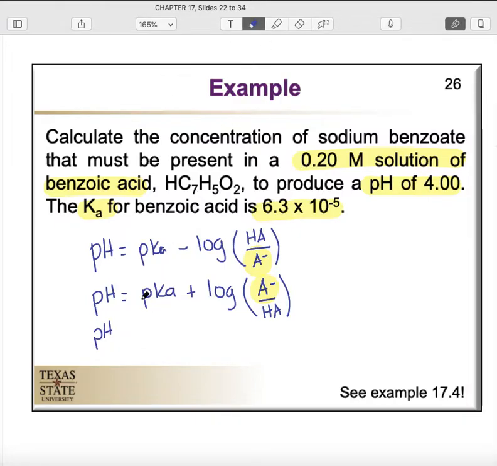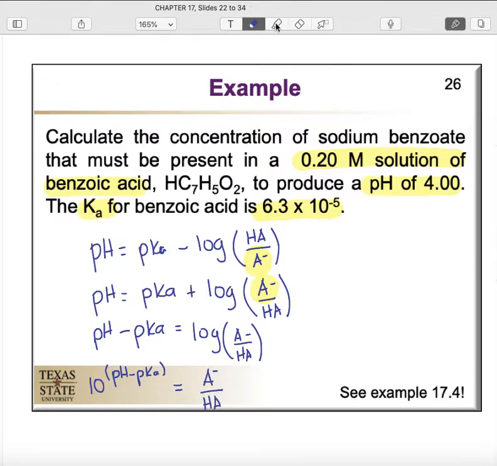Okay, that works better. pH subtracted by the pKa is equal to the log of A minus divided by HA, which is my acid. Then I want to get rid of the log. To do that, I'm going to use the inverse log. So 10 to the pH minus pKa is equal to the ratio of A minus divided by HA.